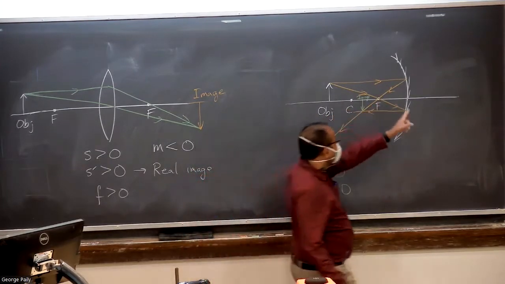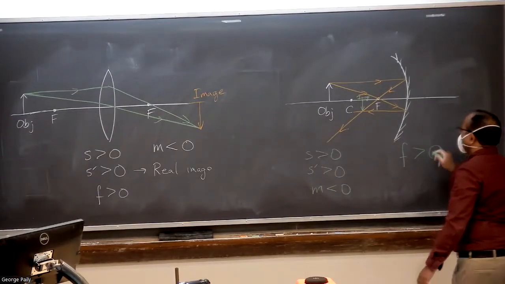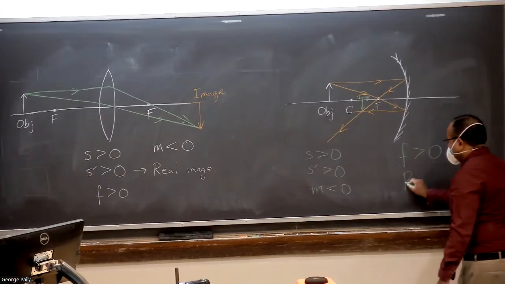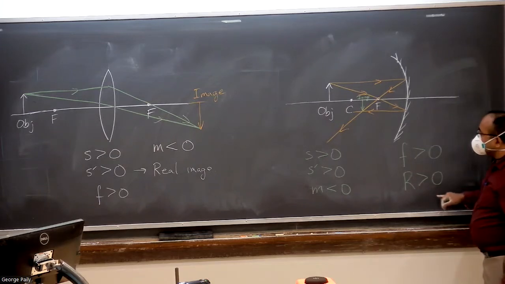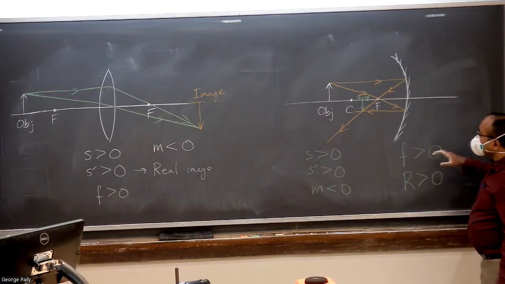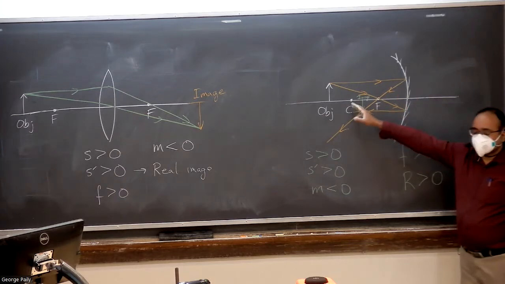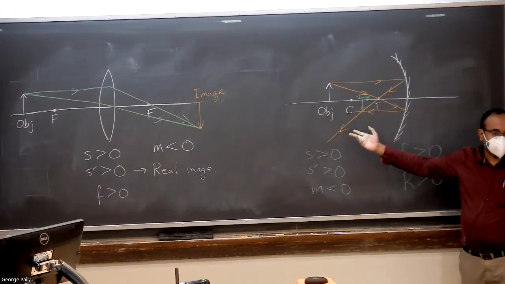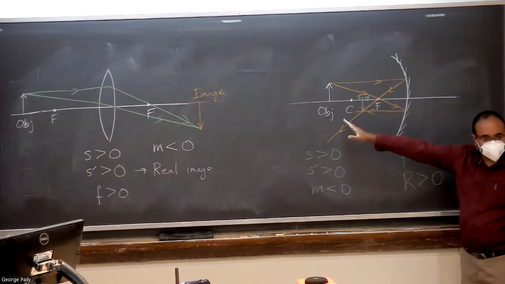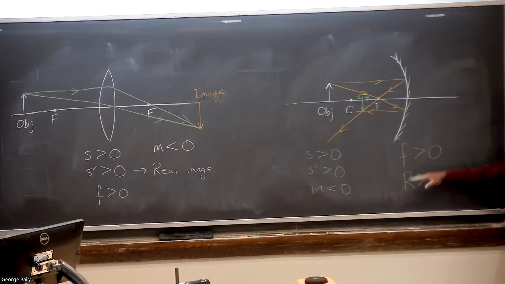Now, here we can sort of make sense of the fact that F is positive and that R is positive, right? The way you would decide the sign of R is to look at whether the center of the mirror is on the same side as the outgoing rays or not. So here, yes, it's on the same side as the outgoing rays, and so that tells us that R is positive. And then because F is 1/2 of R, that is also positive.